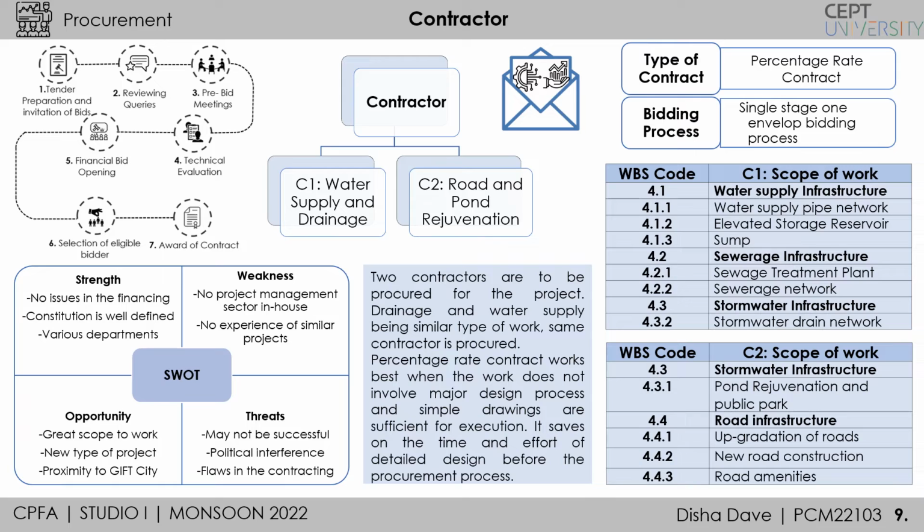Contractor two, the scope is for construction of road infrastructure, which would include upgradation of roads, new roads, and road amenities, as discussed in the work breakdown structure. The type of contract is a percentage rate contract, as it works best for these types of projects, which are typical and have simple execution. Also, it saves the time and effort of detailed design before the procurement process, and thus it would be beneficial for the client as well as the contractor. The bidding process is a single stage, one envelope bidding process.